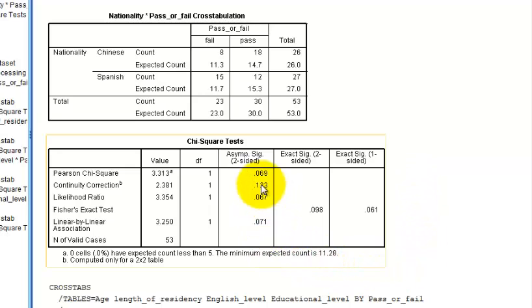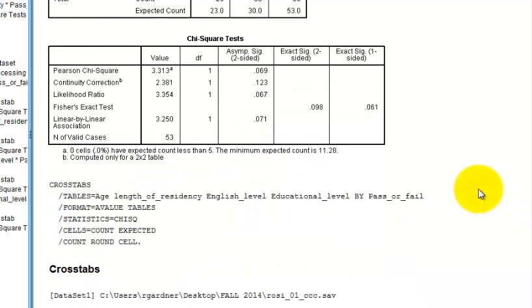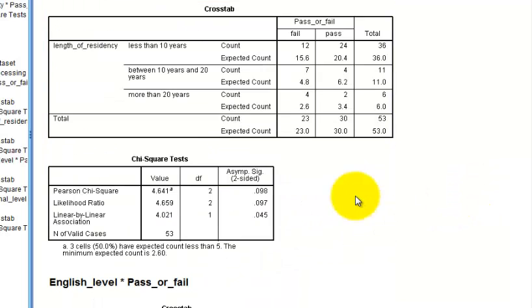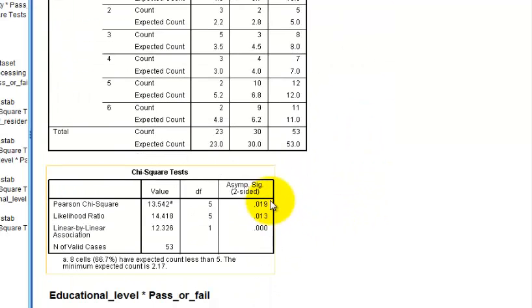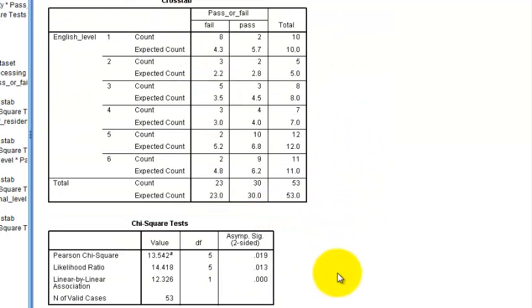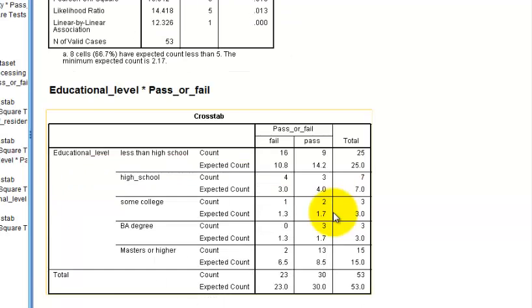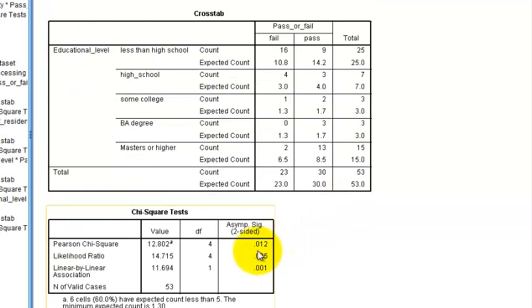All right, here's a quick recap on all your chi-squared tests. First chi-squared test, nationality versus pass or fail: no significant difference between the groups. The next one, between the age groups and pass and fail: no significant difference between the groups. Next one, length of residency versus pass or fail: no significant difference between the groups. And that was English level versus pass or fail: there was a significant difference between the English level groups and the pass and fail rates. And there was a significant difference between the different educational levels and the pass or fail rates.